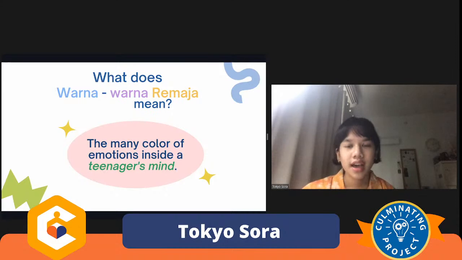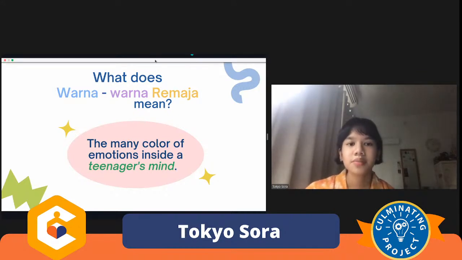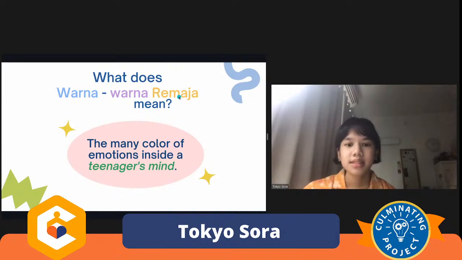We all know that each color has a meaning to it. For example, blue represents sadness, calmness, peacefulness. Yellow represents joyness, happiness, excitement. Red represents anger, rage, and passion, and so on. It goes the same way with any other color. If we combine the two words, warna-warna and remaja together, it simply means the many colors of emotions inside a teenager's mind.